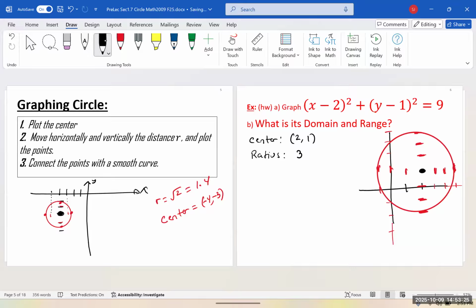Now, in this circle, what do you see? So this point is here. What do you see as your domain? From what x value to which x value? And this one is here. -1, definitely. So this is -1, which is this side, up to where? 5.